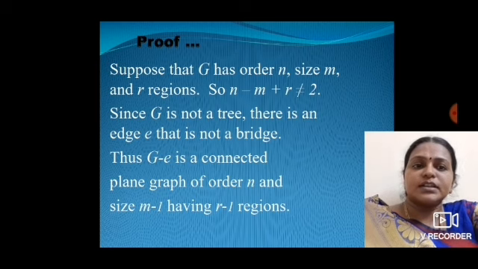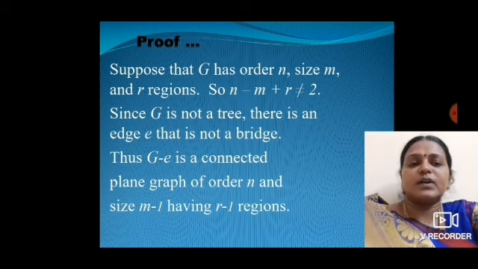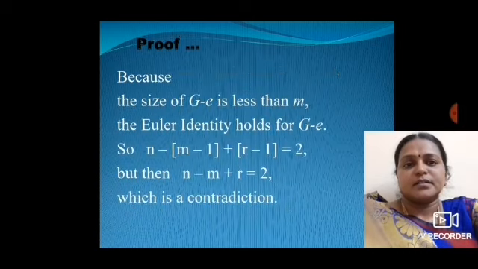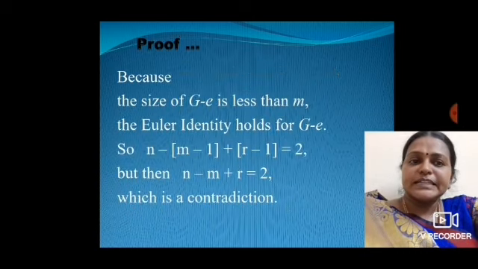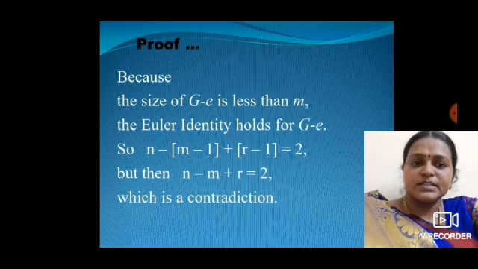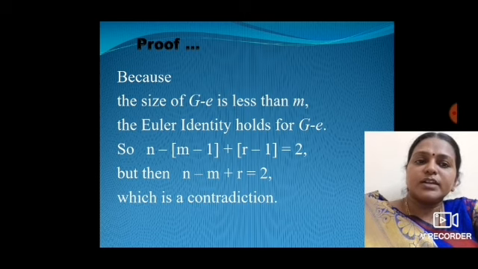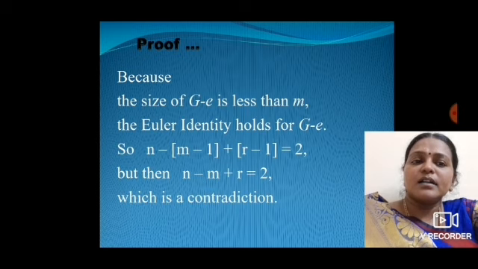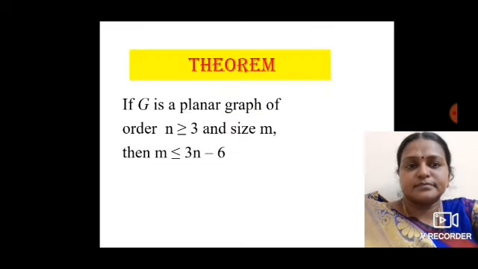Since G is not a tree, there is an edge e that is not a bridge. Thus, G minus e is a connected plane graph of order n and size m minus 1 having r minus 1 regions. Because the size of G minus e is less than m, the Euler identity holds for G minus e. So, n minus (m minus 1) plus (r minus 1) is equal to 2. But then we get n minus m plus r is equal to 2, which is a contradiction.